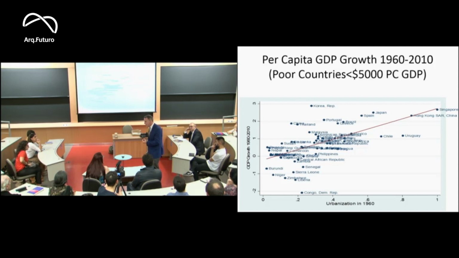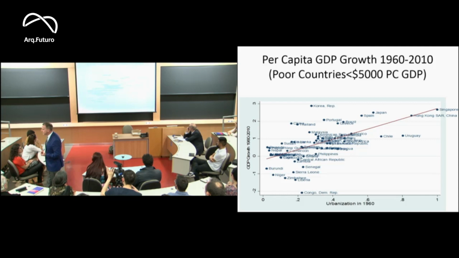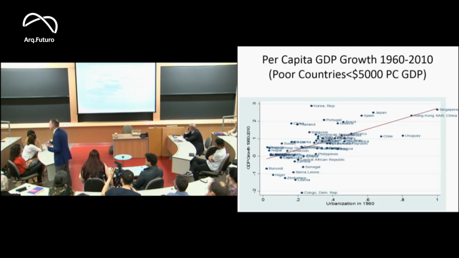What you're seeing here is urbanization in 1960 along the x-axis and per capita growth between 1960 and 2010 along the y-axis. This graph does not imply that we should force people into cities at all, but you cannot look at this graph and think the right answer is to stop people from coming to cities. Cities are deeply associated with the process of economic development.